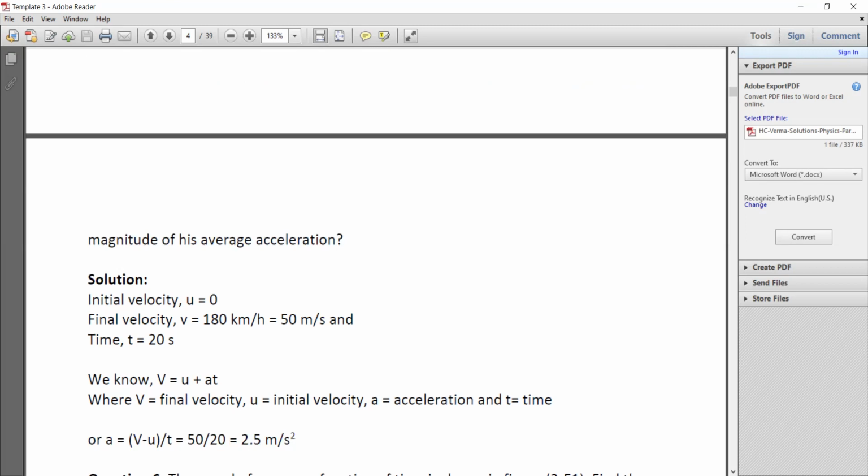Rearranging the equation to solve for a gives a equals (v minus u)/t. Substituting the known values gives a equals (50 meters per second minus 0)/20 s equals 2.5 meters per second squared. So, the magnitude of the athlete's average acceleration is 2.5 meters per second squared. This is the same result we obtained earlier using the definition of acceleration.